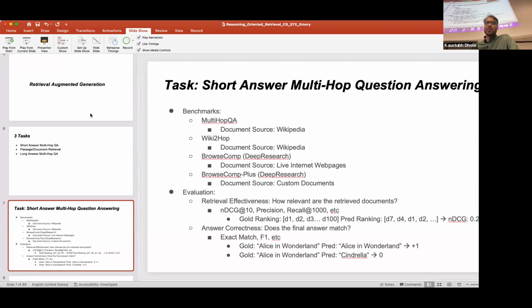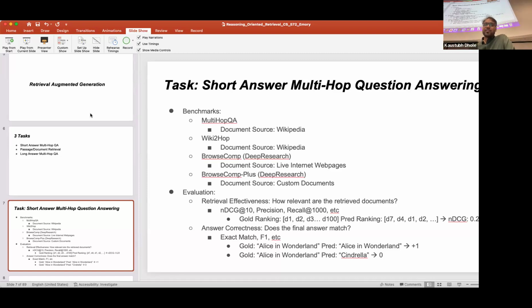For short answer multi-hop QA, there are popular benchmarks like MultiHop QA and Wiki2Hop, and what we look at further is BrowseComp and BrowseComp Plus as well. Most of these benchmarks generally have a document source like Wikipedia. Some of the recent ones, as model capabilities are getting better, have benchmarks which directly talk with the internet, with live web pages. We'll take a look at that as well.